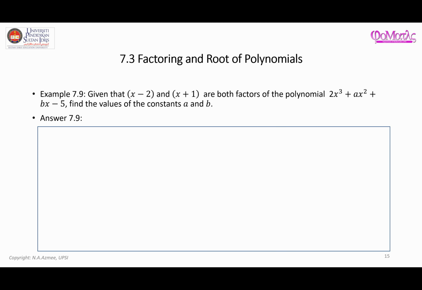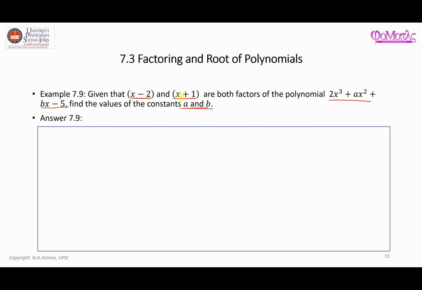So in this example, x minus 2 and x plus 1 are given as factors of the polynomial here. We have a polynomial, this is a cubic function actually, 2x cubed plus ax squared plus bx minus 5, and this example is particularly asking you to find the values of the constants a and b.